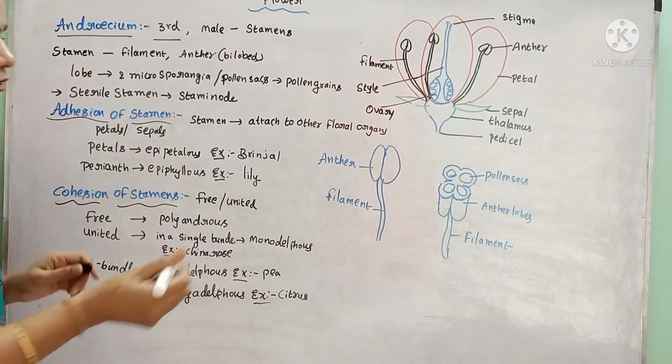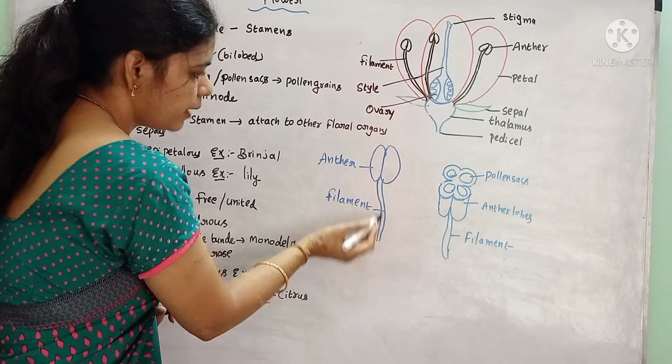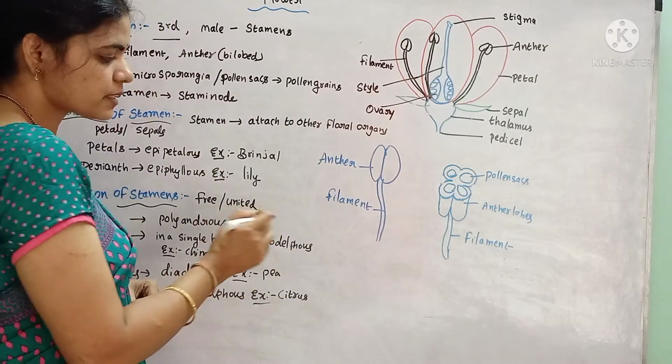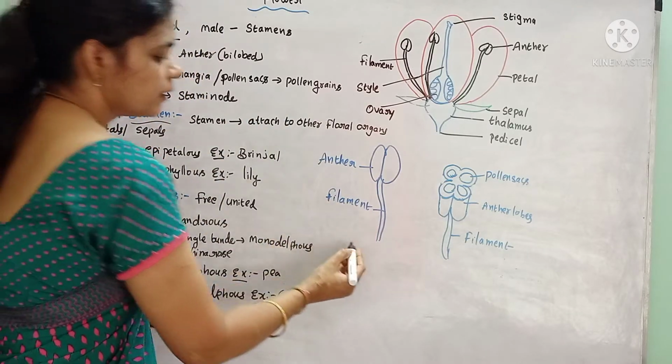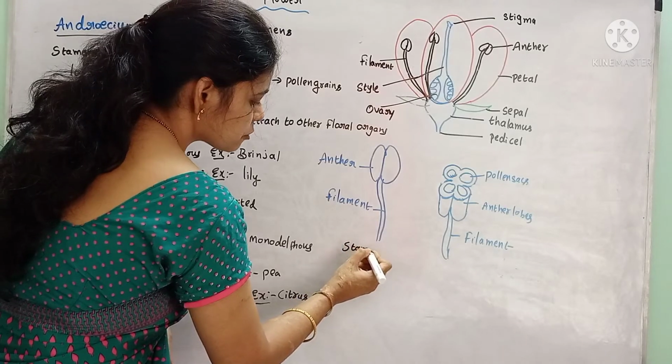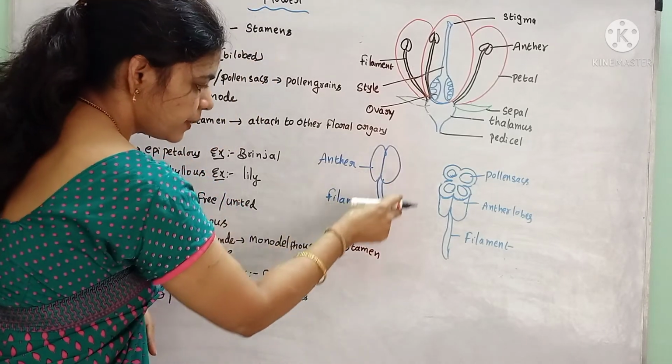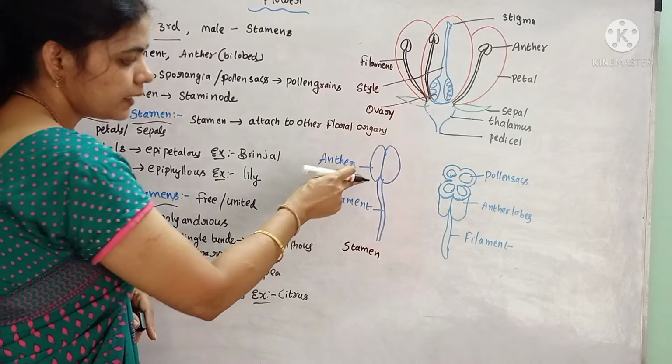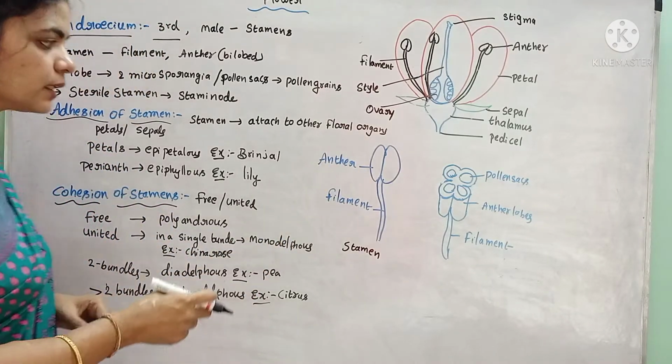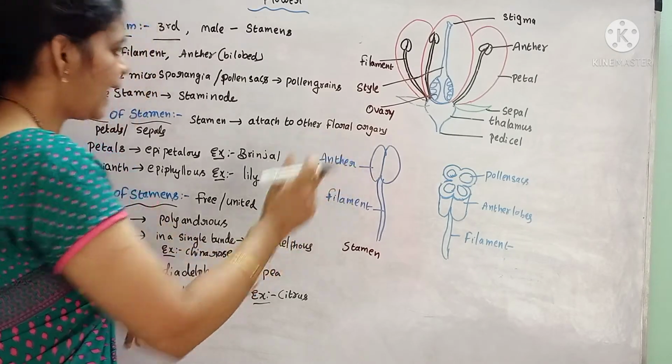And this stamen consists of two parts. They are filament and anther. What are the parts present in the stamen? This is the stamen. It consists of two parts: the tube-like structure is called filament, and the terminal one is called anther. The terminal lobed structure is called anther.